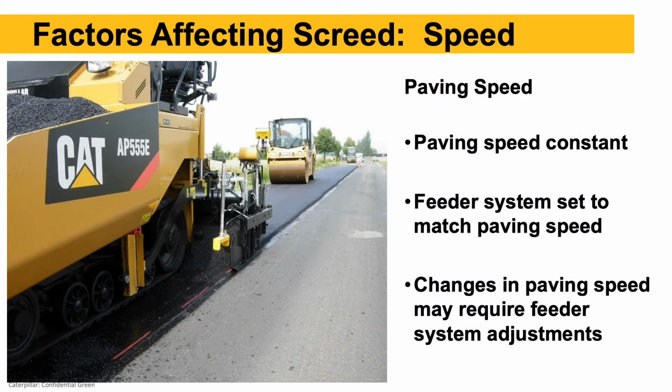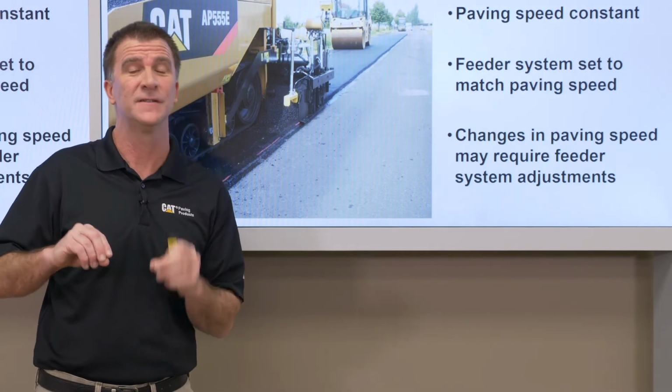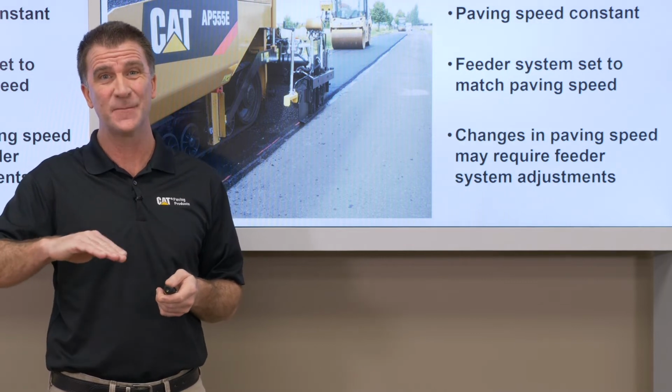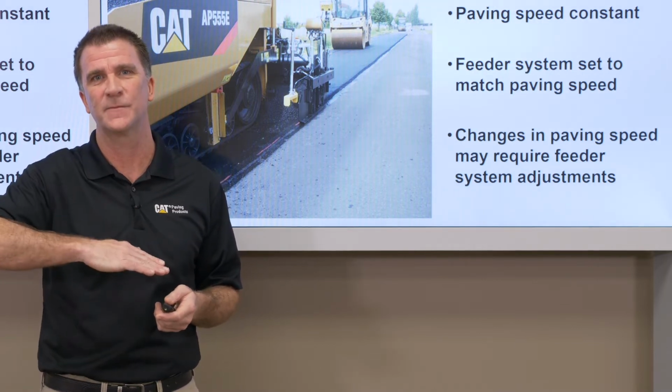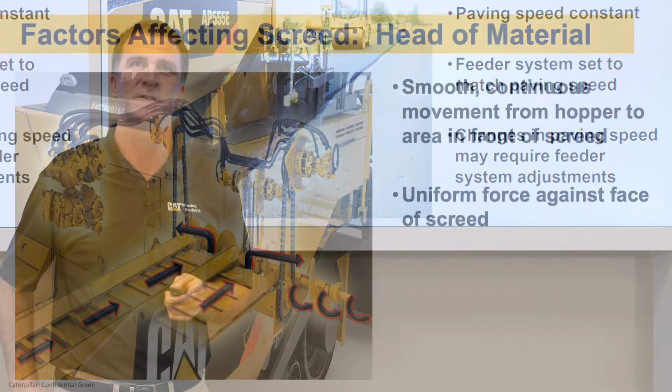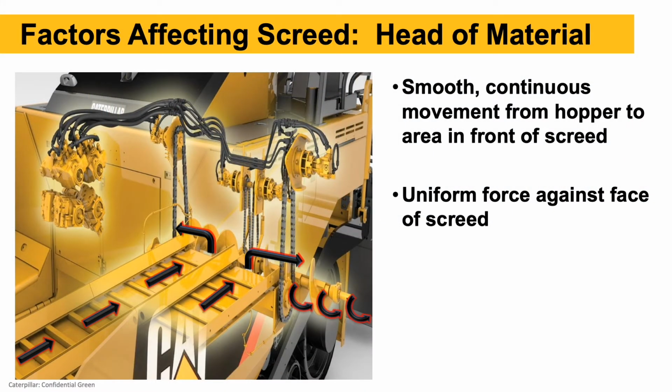Once we have that paving speed, the feeder system will be set, so that's our conveyors and augers to match our paving speed. If we do change paving speed during the day, right away as a paver operator, I need to think about changing my feed system. So my conveyors and augers. If I'm going to speed up or slow down, I want to change those accordingly to maintain the same head of material so that my screed doesn't drop or raise up when I change paver speed. So head of material, that's the mix in front of the face of the screed.